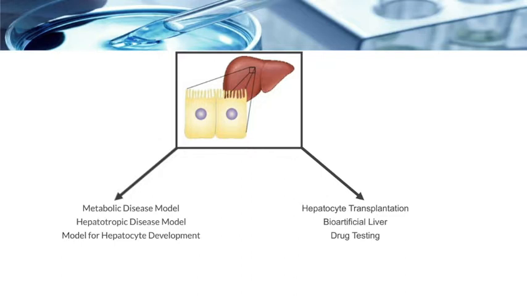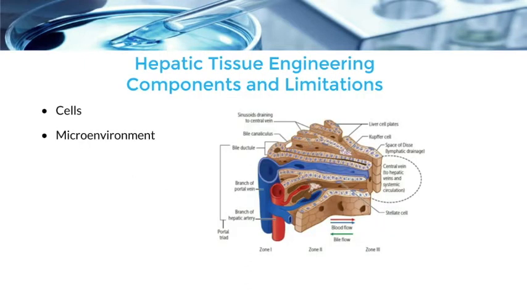Now, in vitro, if we're able to maintain these cells long-term, maintain their function and phenotype, we can then use them as models to study metabolic liver disease, hepatotropic disease processes, and also potentially as models to study hepatocyte function and development. When we think about the different components and limitations that exist in hepatic tissue engineering, I've already alluded to some of the major challenges in working with the cellular component of the liver, the hepatocytes, that they rapidly de-differentiate.